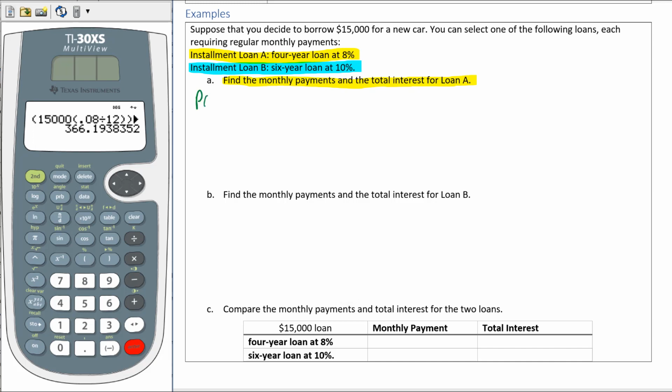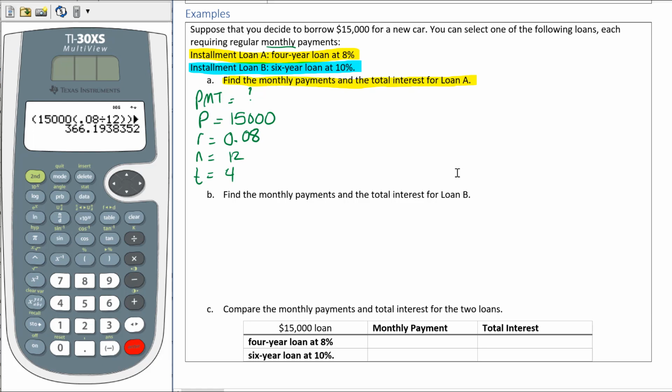I need PMT, P, R, N, and T. I don't know what the monthly payment is, so I'm going to put a question mark there. I'm borrowing $15,000. My rate is going to be 0.08 for loan A. My N is 12 because it says monthly payments, and time is 4 years.